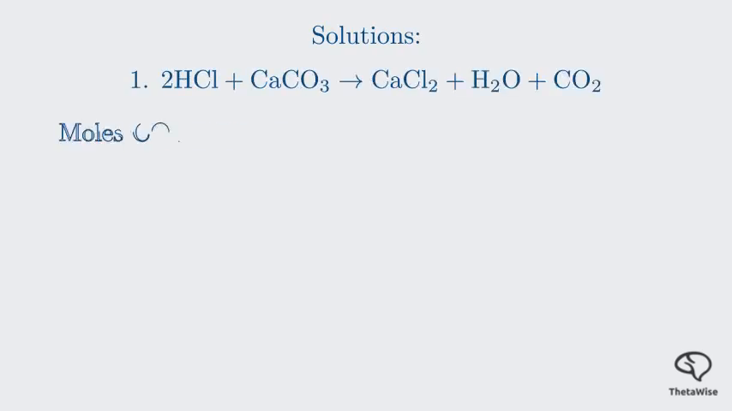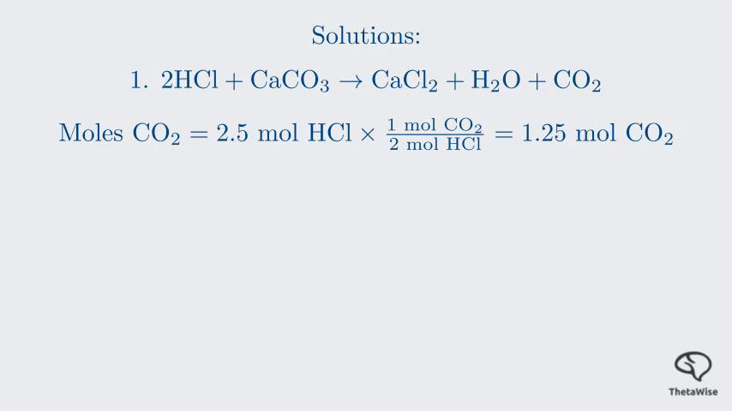Let's review the answers. For question 1, the balanced equation is 2HCl plus CaCO3 goes to CaCl2 plus H2O plus CO2. The molar ratio of HCl to CO2 is 2 to 1. So 2.5 moles of HCl times 1 mole of CO2 over 2 moles of HCl gives 1.25 moles of carbon dioxide. The answer is 1.25 moles of carbon dioxide.